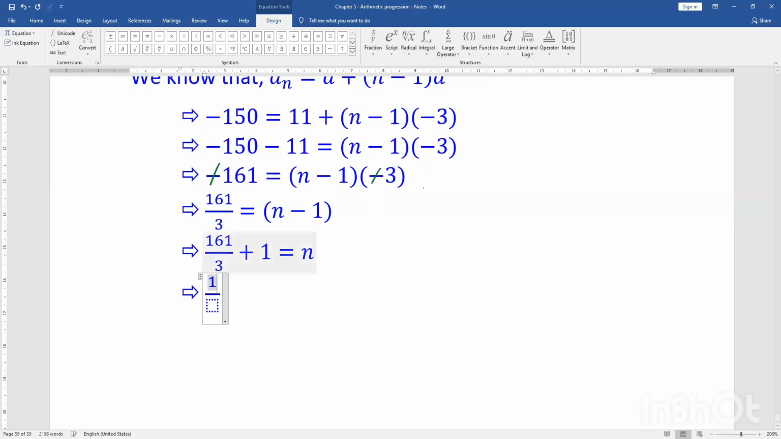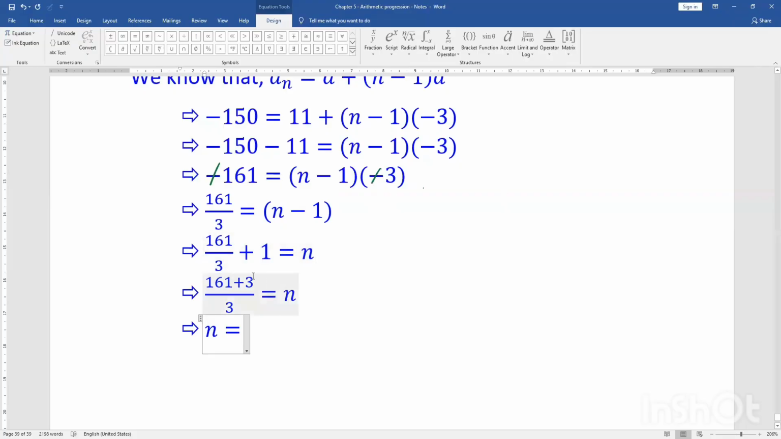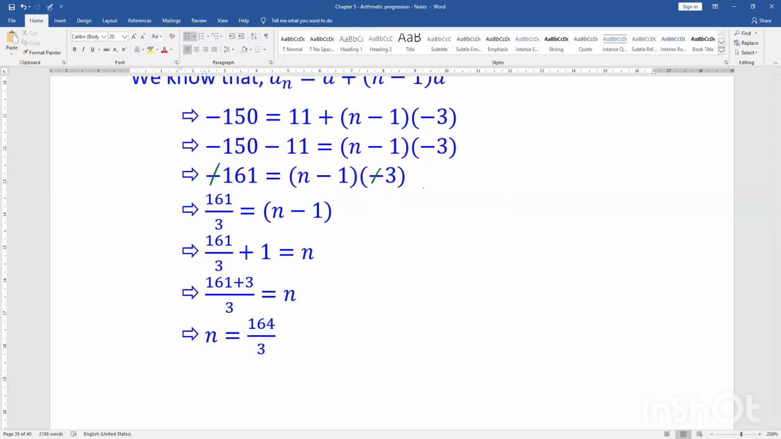So I get (161 + 3) divided by 3 equals n. Here, n is equal to 161 plus 3, which is how much? It is 164. And as you know, this is not divisible by 3. You can apply the test for divisibility: 1 plus 6 plus 4 will be 11. 11 is not divisible by 3.